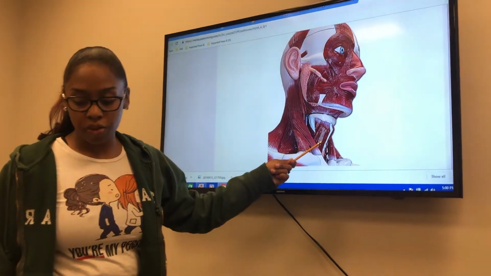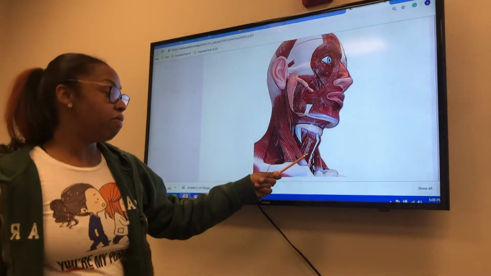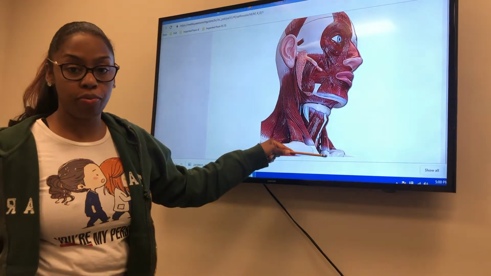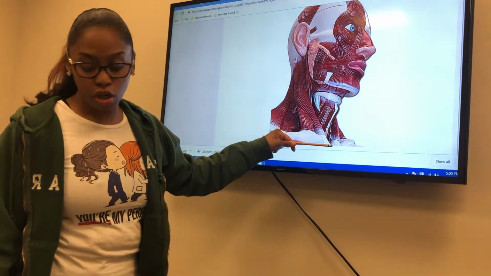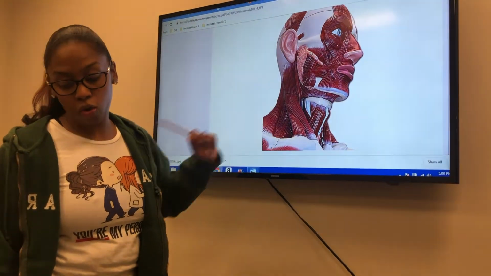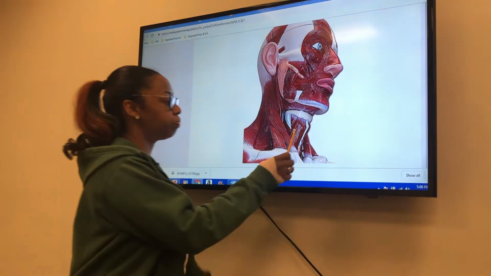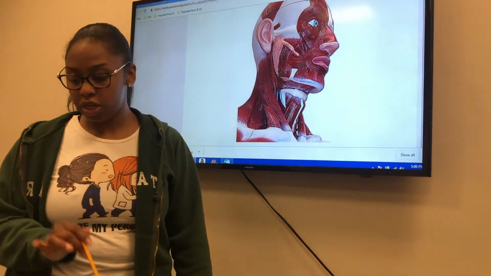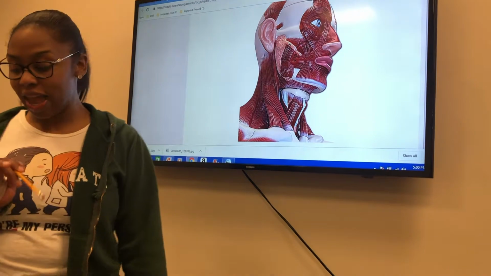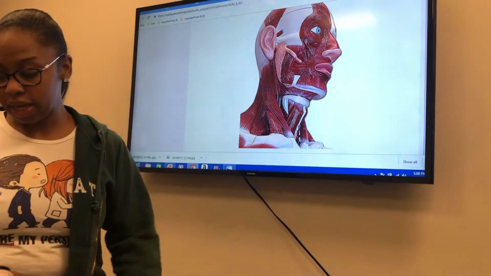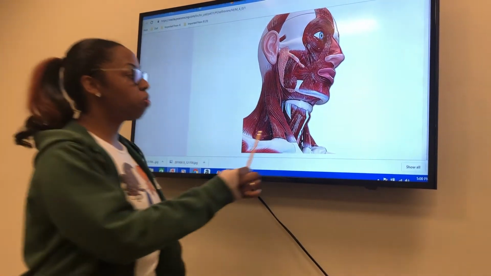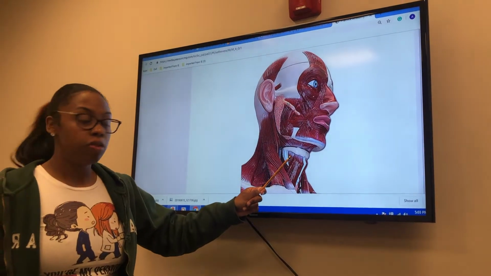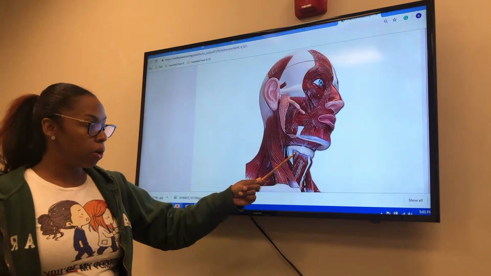Sternohyoid muscle, which has an origin of the manubrium, which is the top part of the sternum. It has an insertion of the greater hyoid bone in here. Its nerve or innervation is the ansa cervicalis nerve, and its action is to depress the hyoid bone. This is the thyrohyoid bone.